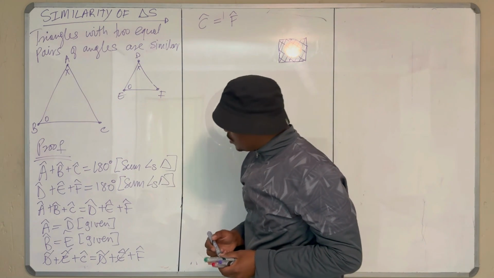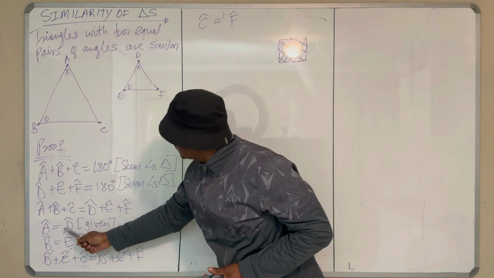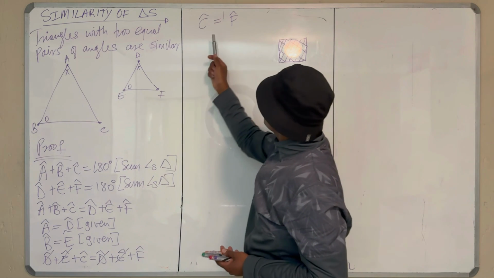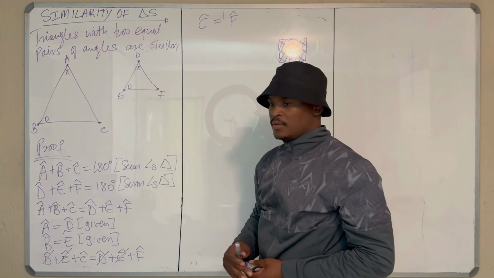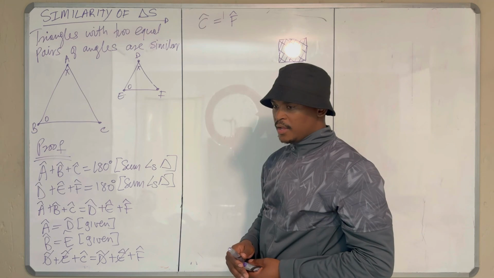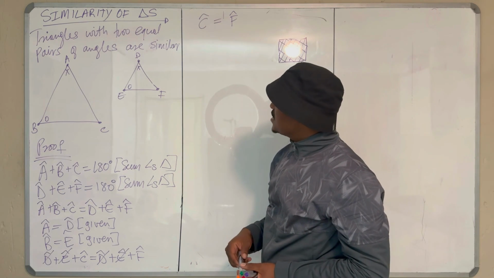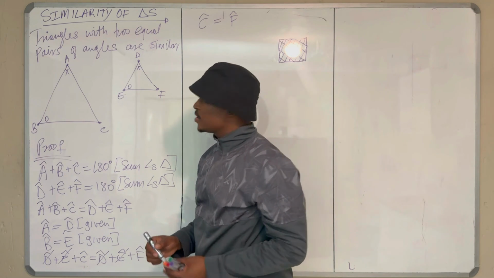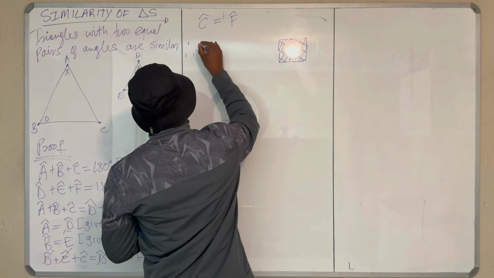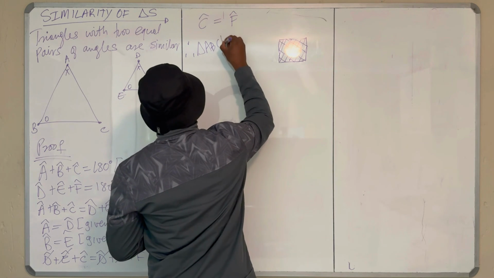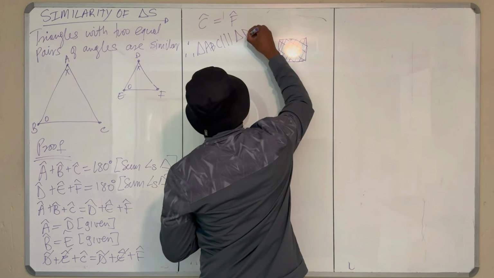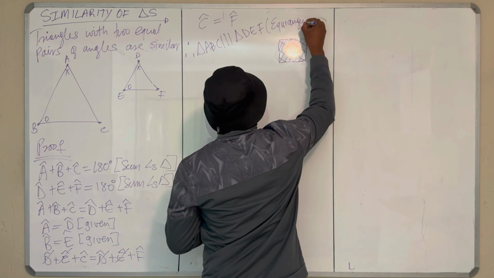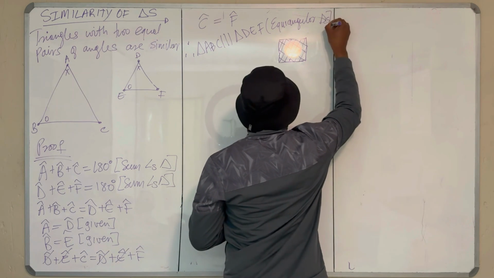So what do you have? You have that A is equal to D, which is this equal to this. You have B is equal to E, which is this equal to this. Now we've just shown that your C is equal to F. Are you following? Yes. So what does that mean? It means that these two triangles are equiangular. Therefore, they are similar. You say therefore, triangle ABC is similar to triangle DEF. Why? We have equiangular triangles.